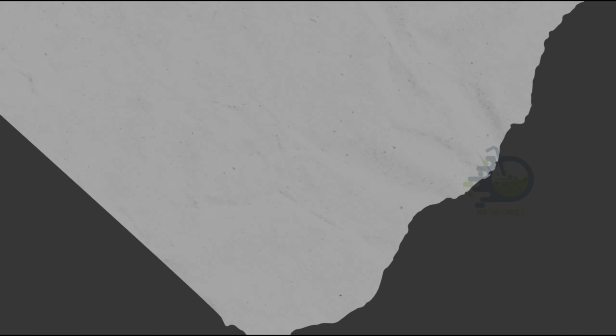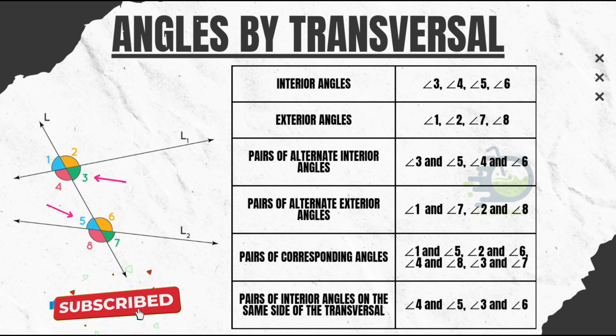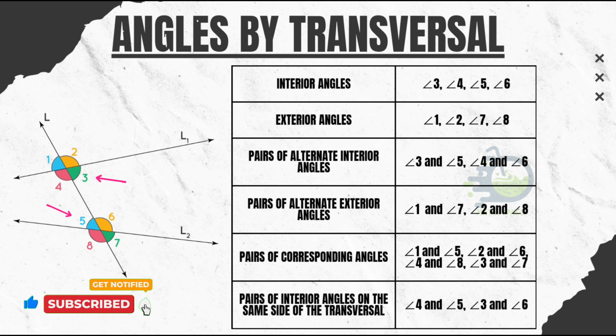Looking at the figure on the left side of the screen, we can see that the transversal line L cuts the 2 lines L1 and L2 at 2 different points. The angles 3, 4, 5, 6 are interior angles. The angles 1, 2, 7, 8 are exterior angles. The pairs angle 3 and angle 5, angle 4 and angle 6 are pairs of alternate interior angles. The pairs angle 1 and angle 7, angle 2 and angle 8 are pairs of alternate exterior angles.